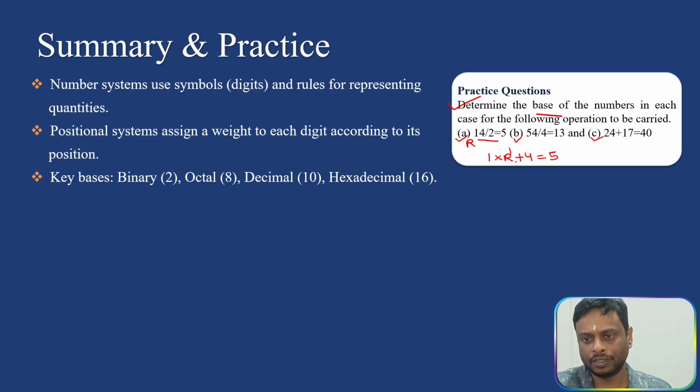Here we have taken the base as R, so that will be 1 into R to the power 1. If it were decimal, it would be 10 to the power 1, but we don't know the base, so I am writing R. So that is R to the 1 plus 4, divided by 2, that will be 5. So R plus 4 equal to 10. So the base of the number is R equal to 10 minus 4, that will be 6. In this case, the base of the number is 6.